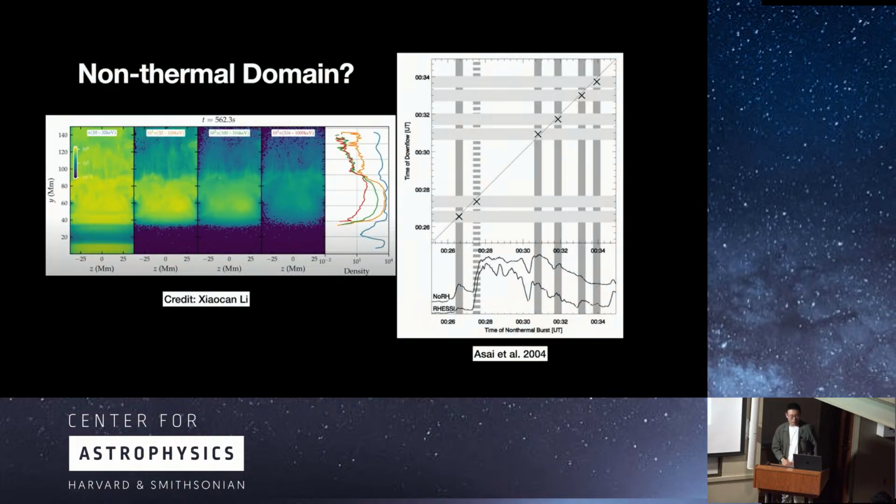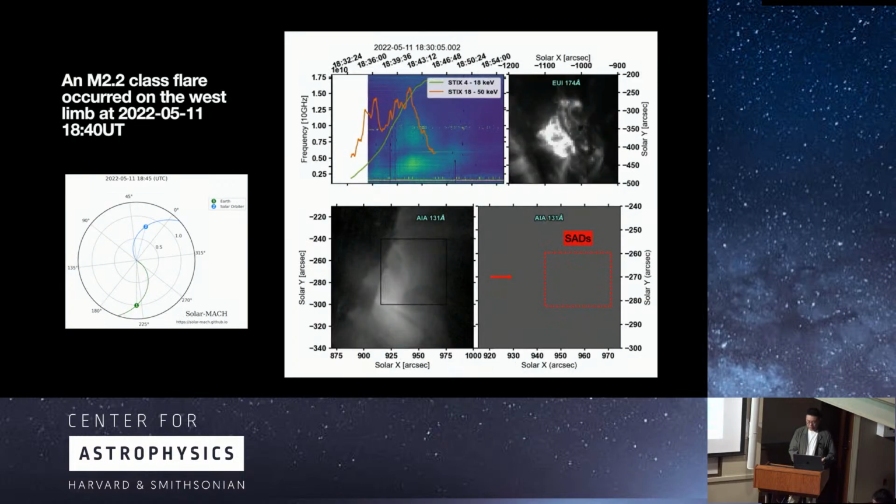How about the non-thermal domain? On the left-hand side, there's a simulation work from Xiaocan Li, which shows that the existence of supra-arcade downflow in the supra-arcade fan region will cause turbulence, which might help to accelerate or trap the non-thermal electrons. And on the right-hand side is actually the only clear non-thermal phenomenon associated with the supra-arcade downflow. This study shows that the microwave and hard X-ray emissions from Nobeyama and RHESSI are closely associated with the supra-arcade downflow, but this study doesn't show any spatial correlation or spectral information or anything like that. So this is what our study is going to solve.